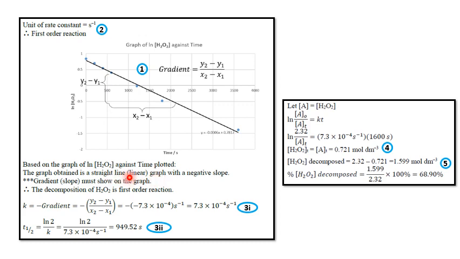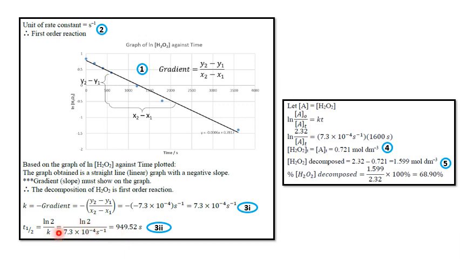Okay, based on the graph, we obtain a straight line linear graph with a negative slope. This proves the decomposition of hydrogen peroxide is first order. You must write down this statement in order to answer the question, determine the order of the reaction based on the graph. At the same time, you can write down over here that the unit of the rate constant is per second, which gives you the hint that this is a first order reaction.